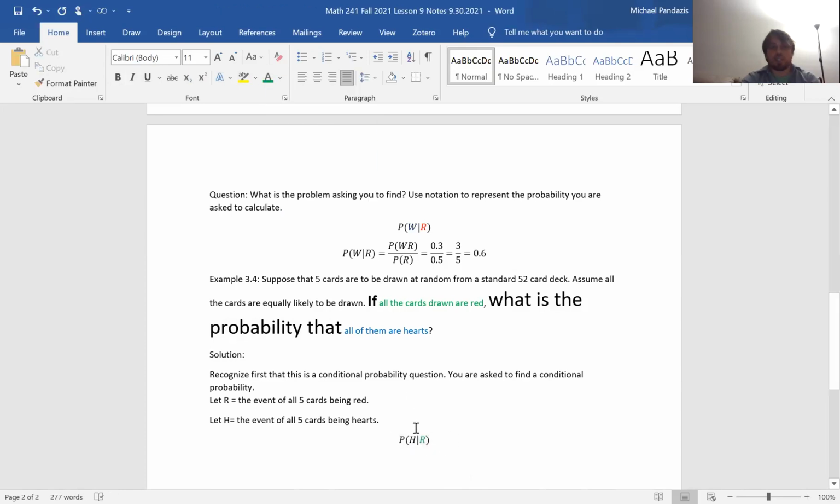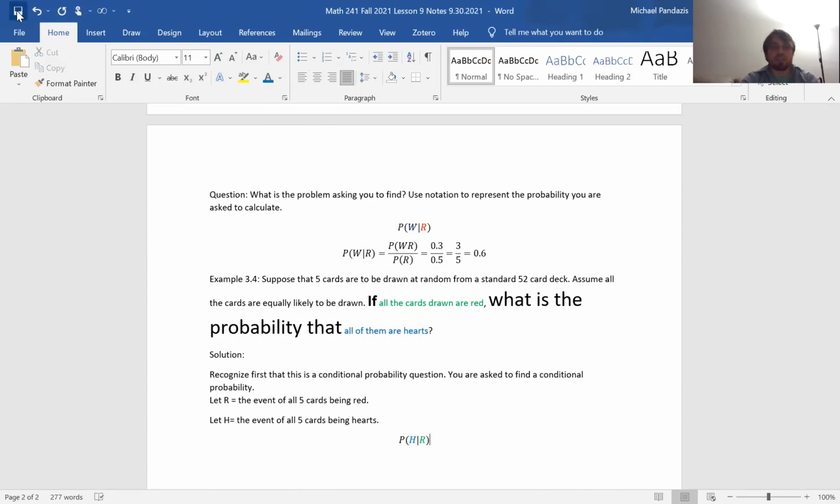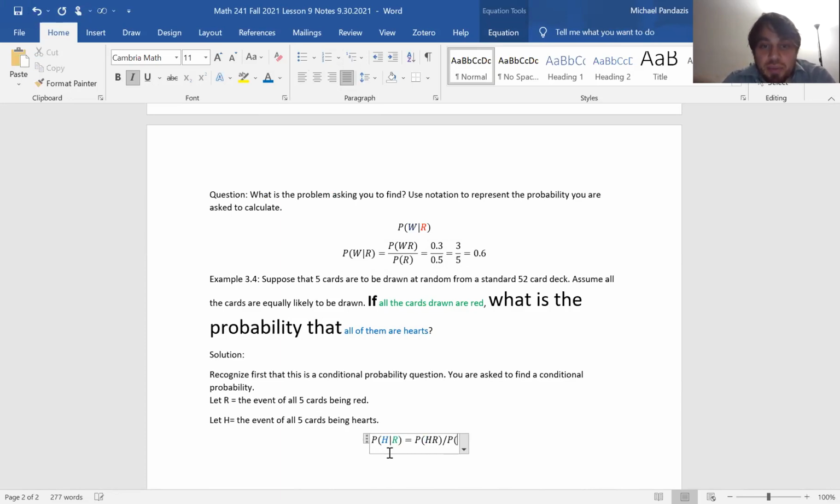So the green part is the given event, which is all the cards are red. And so that's why it goes here. It's after the word if. What is the probability that cues the next thing, all of them are hearts, is the probability you want to find. And so that's why that's on the left of the vertical line. Does that make sense? Okay, so that's the probability you have to find. And then you just go by the definition. So the definition says this equals the probability of H and R divided by the probability of R. And you can go by the Venn diagram I drew to understand what that formula means.